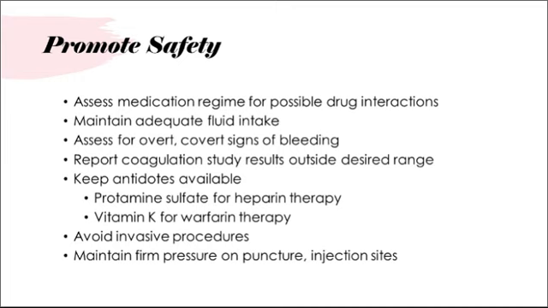Promote safety: assess medication regime for possible drug interactions, maintain adequate fluid intake, assess for overt and covert signs of bleeding. Overt signs: bleeding in the gums, petechiae, bruising, bleeding at insertion site. Covert signs could be occult blood in the stools, in the urine, a lower H&H, maybe abdominal distension, increasing abdominal girth, something like that. Report coagulation study results if they're outside the desired range.